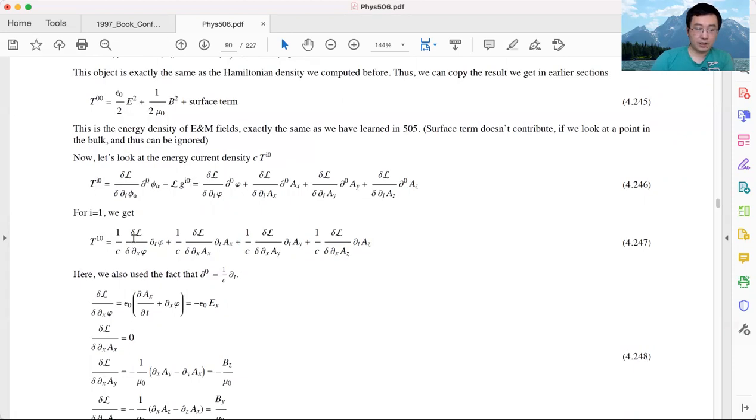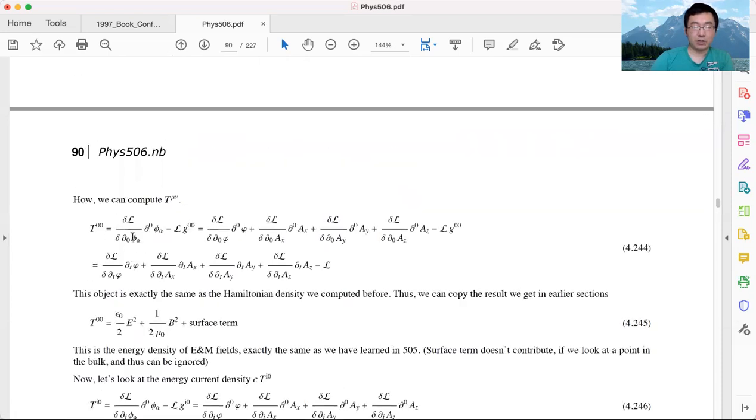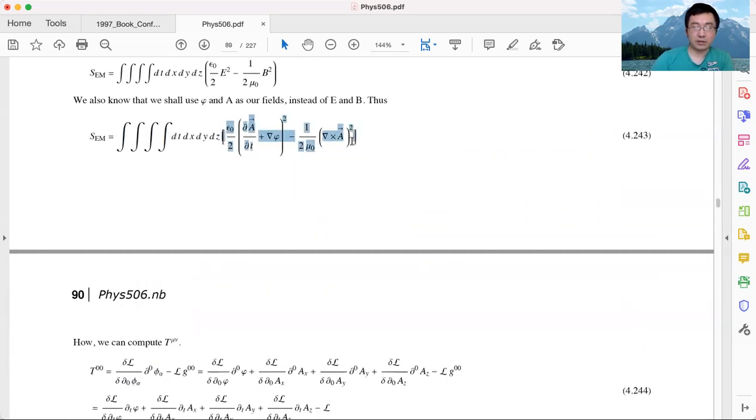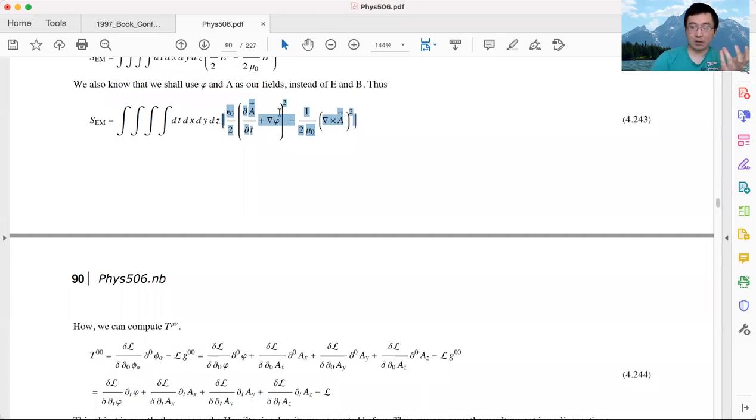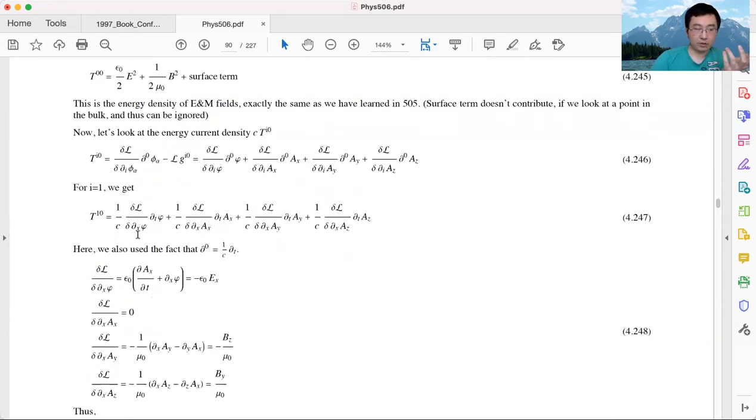And what is this derivative? What is this variation, delta L over delta partial x phi? I know the Lagrangian density. The Lagrangian density is this guy inside of the action integral. I just need to do a variation of this. This is L, the variation of L with respect to partial x phi. If we do it as a derivative, we find immediately this first quantity is nothing but minus epsilon Ex. Ex is the x component of the electric field.